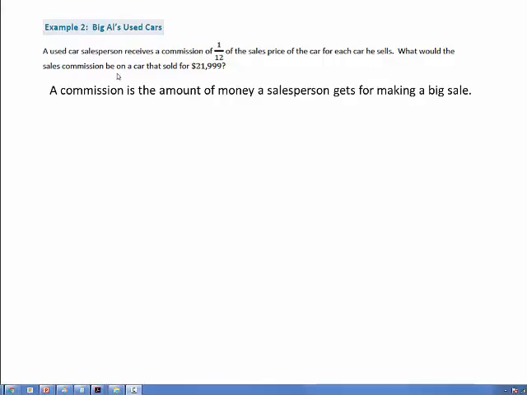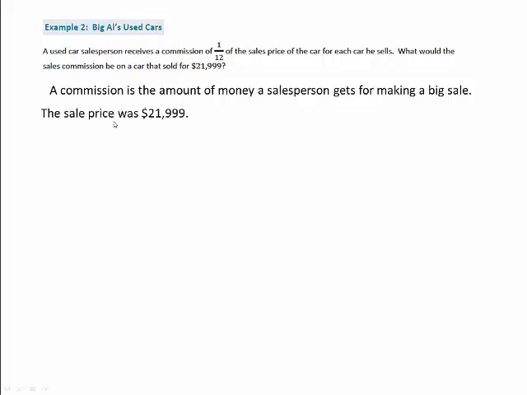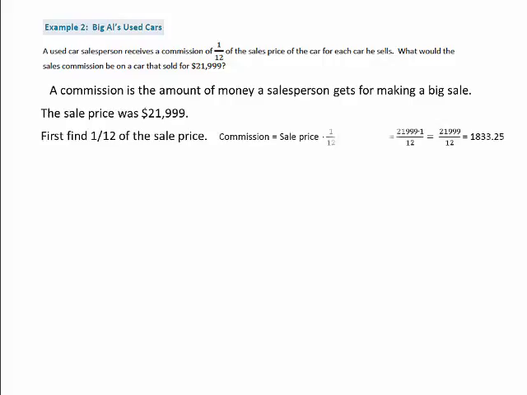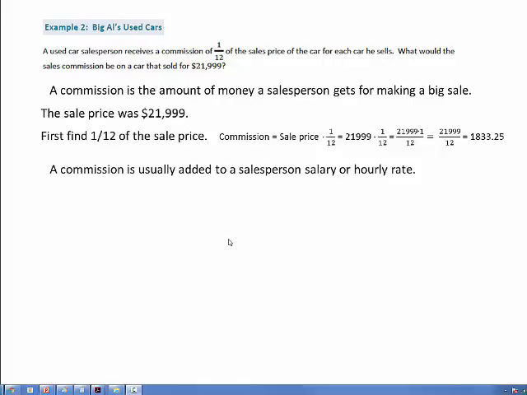What would the sales commission be on a car that sold for $21,999? Well, first, we need to know that the sales price was $21,999. And now we're going to find 1/12 of the sales price. Of, remember, is a multiplication keyword. So the commission is going to be the sale price times 1/12. And that comes out to $1,833.25. A commission is usually added to a salesperson's salary or hourly rate, so it's part of what they get paid for the job they do.